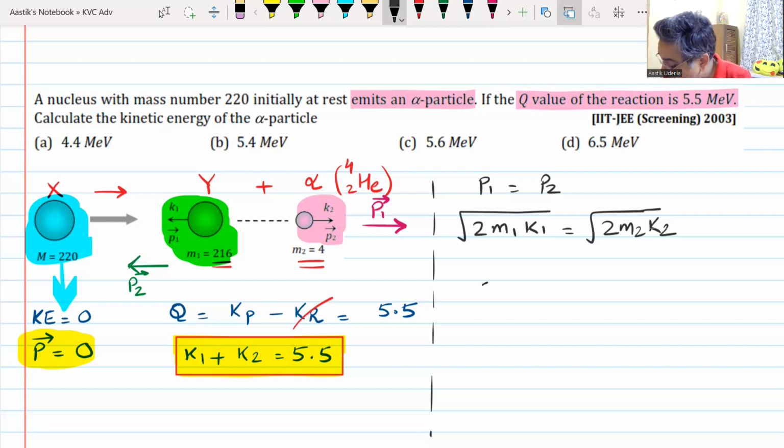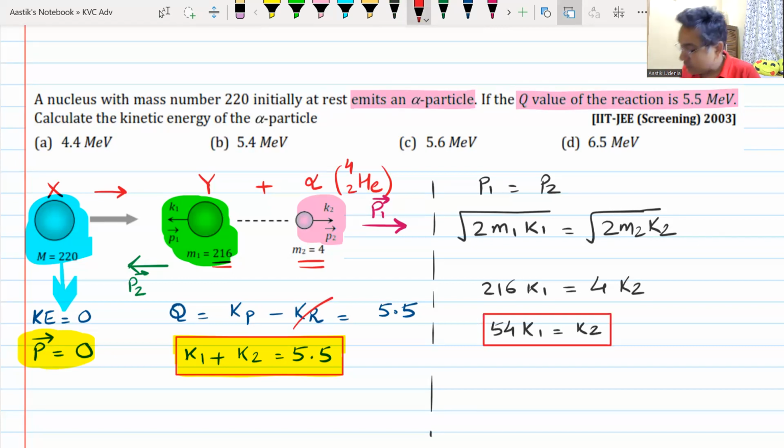M1, the mass of the first one, is 216 into K1. That would be equal to M2, which is 4 into K2. Sorry, 216 is not a perfect square, 196 is the square of 14. I got confused. In any case, the root is going to get cancelled from here. From here, you will understand the relation between K1 and K2. I think 54 times K1 shall be equal to K2. This is the second relation.